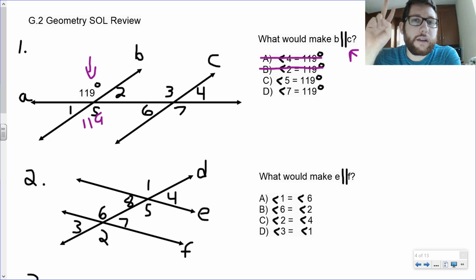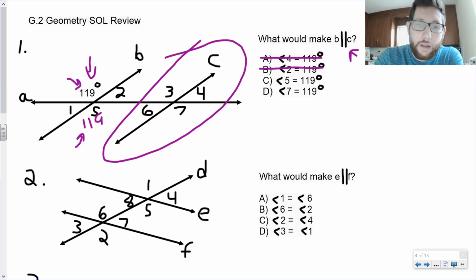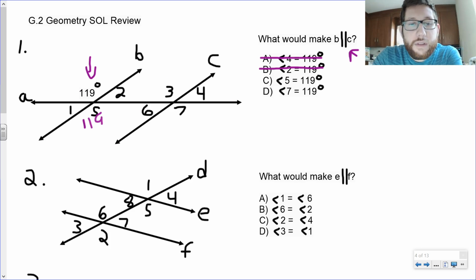The second thing we need is that we need it to be helpful. And this is what I mean by helpful. We need to have an angle on each line. Okay, so I've got an angle here on line B, and this one's also on line B. Do I have anything happening over here on line C? I don't. If I'm going to prove lines parallel, I need at least one angle on line B and at least one angle on line C. So even though 5 is true, we're not just asking for what is true, we're also asking for which one makes them parallel. So it has to be true, and then we also have to have one on each line.